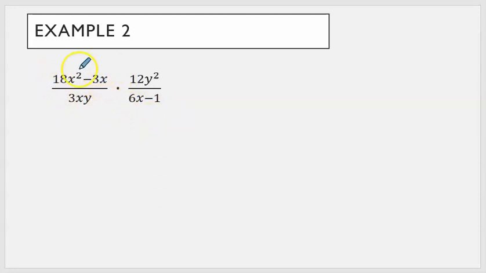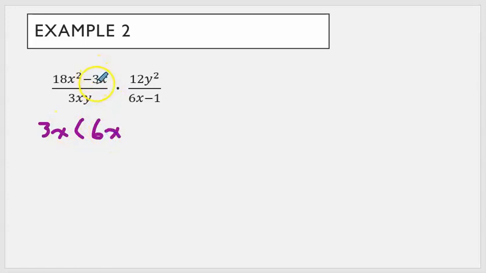So I'm going to start with this top left piece, and I see what looks like a GCF. Both of these terms are divisible by 3x. So if I'm doing 18 divided by 3, that would be 6, and x squared divided by the x I'm taking out would leave behind an x.